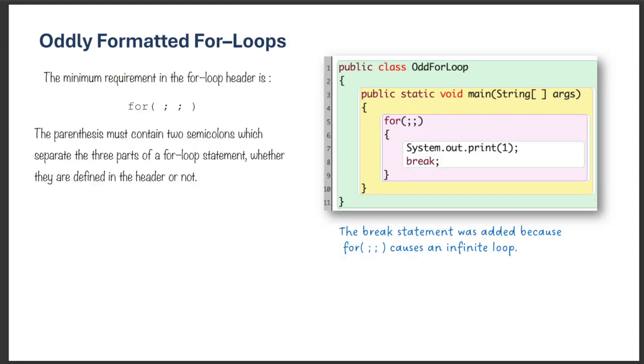But as always with the Java OCA course, we want to examine the oddly formatted for loops. We look at the poorly structured program code. So here, the minimum requirement for a for loop header is a for loop with parentheses and 2 semicolons. There's nothing in there and it will run. And if you notice here on the right, this code runs perfectly well and it will print the number 1.